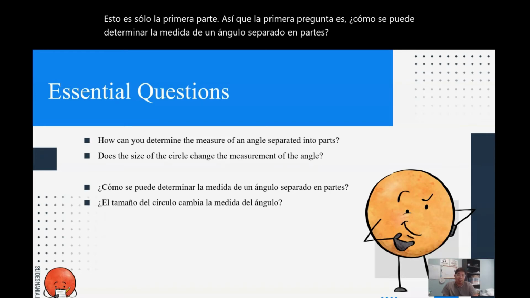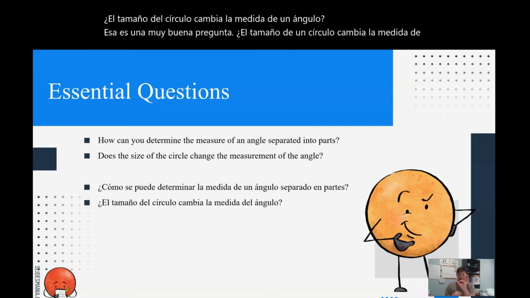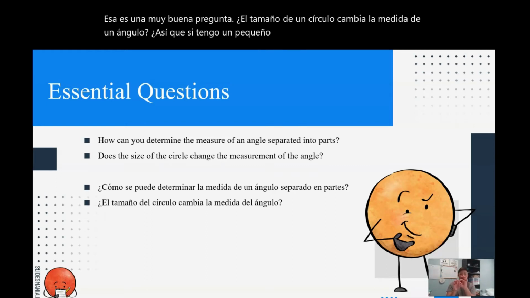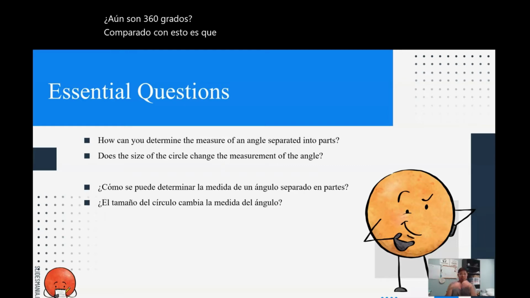Does the size of the circle change the measurement of an angle? Okay. That's a really good question. Does the size of a circle change the measure of an angle? So if I have a small circle like this, is that still 360 degrees? Compared to this, is that still 360 degrees? Okay. What do we know about the definition? And let's see if you can answer that question by the end of the lesson.